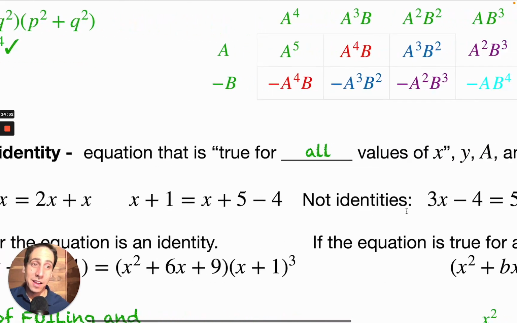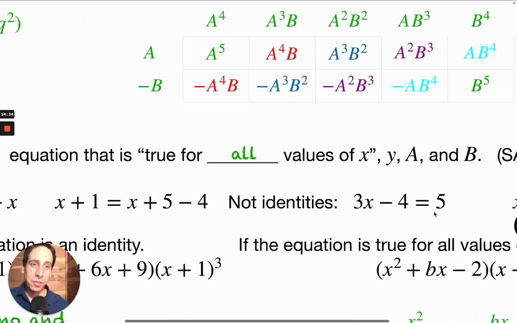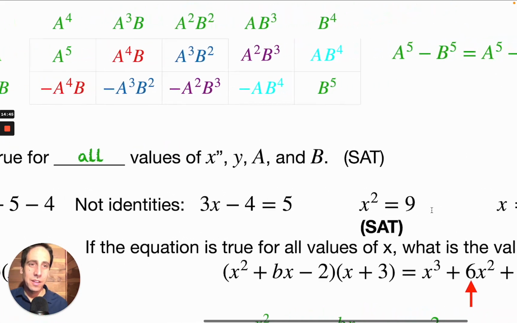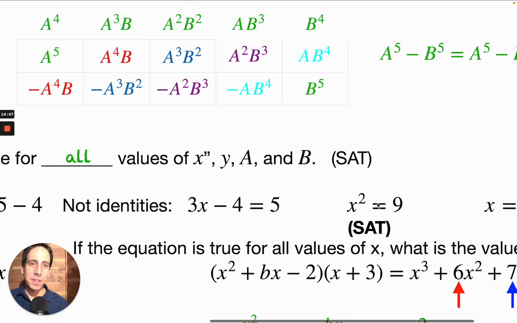But here's not an identity. 3x minus 4 is equal to 5. You can't get the left side to equal the right side. There's not an infinite number of solutions. There's only one solution, and you can solve it. We're good at solving those things. Here, this has two solutions.